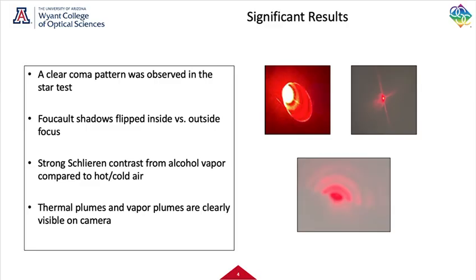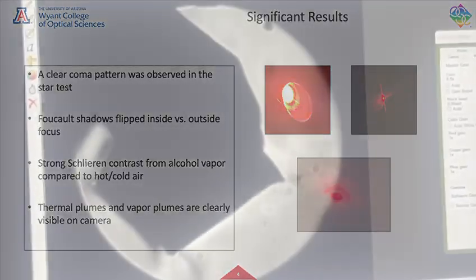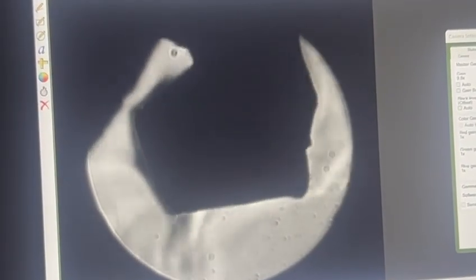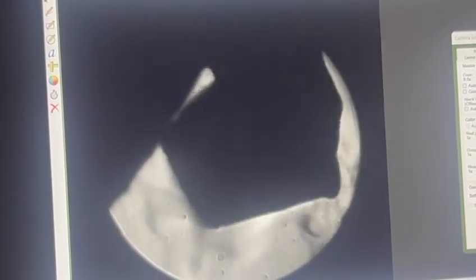Another major result was how strong the Schlieren effect was for alcohol vapor. Those plumes created the highest contrast and spread quickly, making the refractive index changes very easy to see.